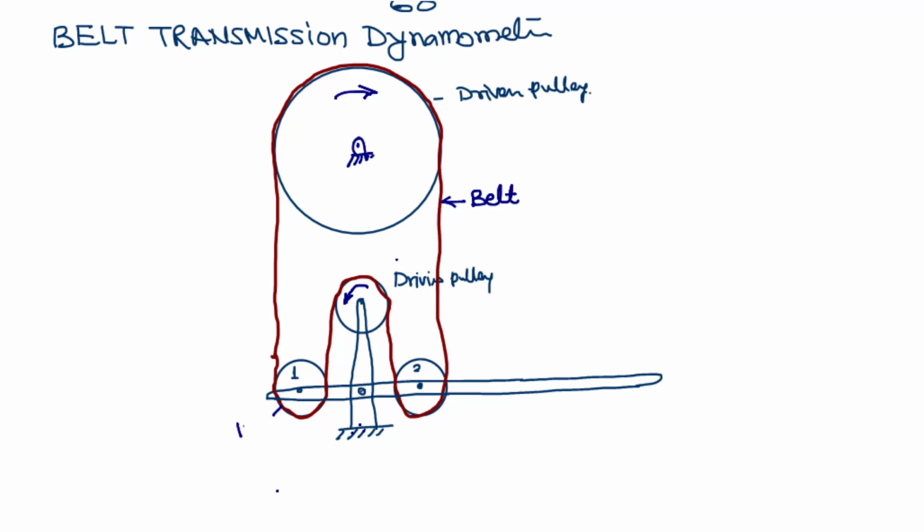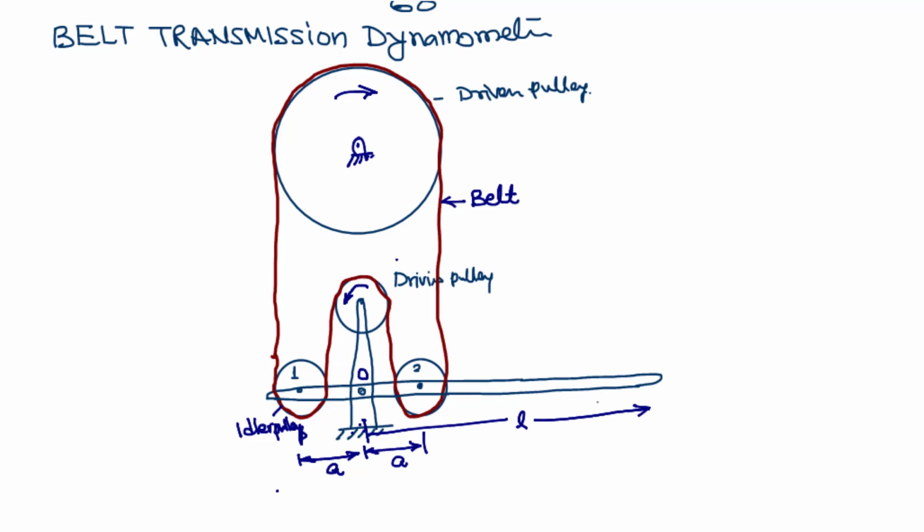And the dimensions: this is the idler pulley, pulley 1 and pulley 2. The dimensions: this is A, this is also equal to A, and the length of the lever, this is L.